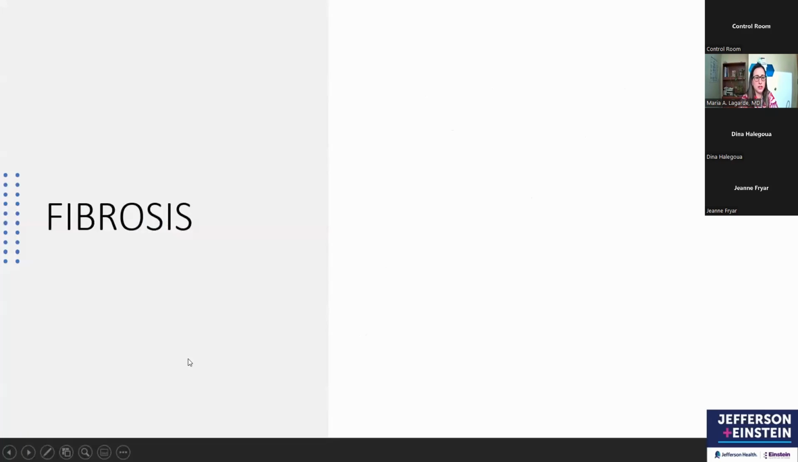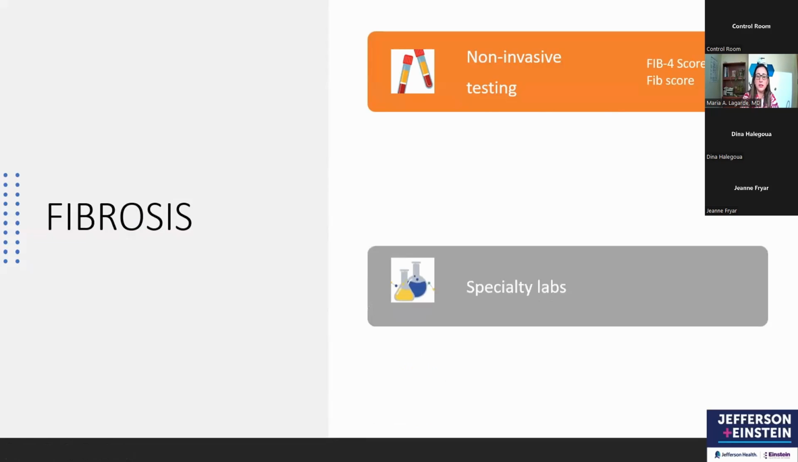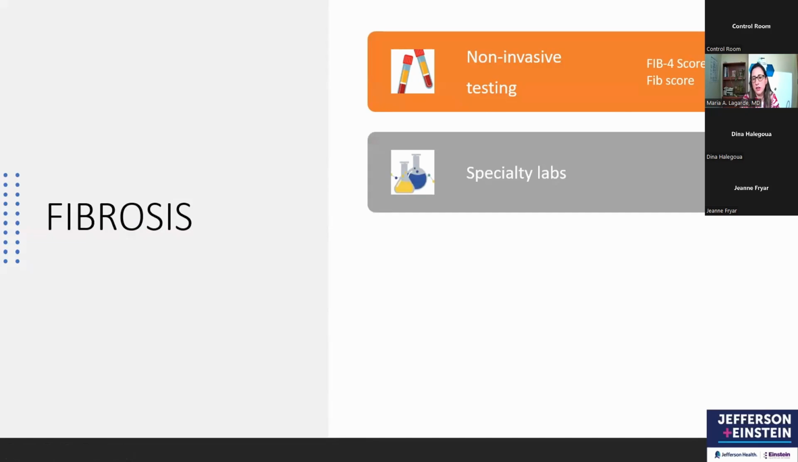So, fibrosis again. We talked about some of the ways your doctor may look for fibrosis. Non-invasive testing, meaning testing that doesn't require much from the patient or put them at risk, like basic blood work, or this combination of scores that we talked about, like the FIB-4 score or the NAFLD-FIB score. Then there's specialty labs. Again, not very invasive, doesn't require much from the patient, but may be a little bit more costly, or may go to a specialty lab in order for it to be performed.